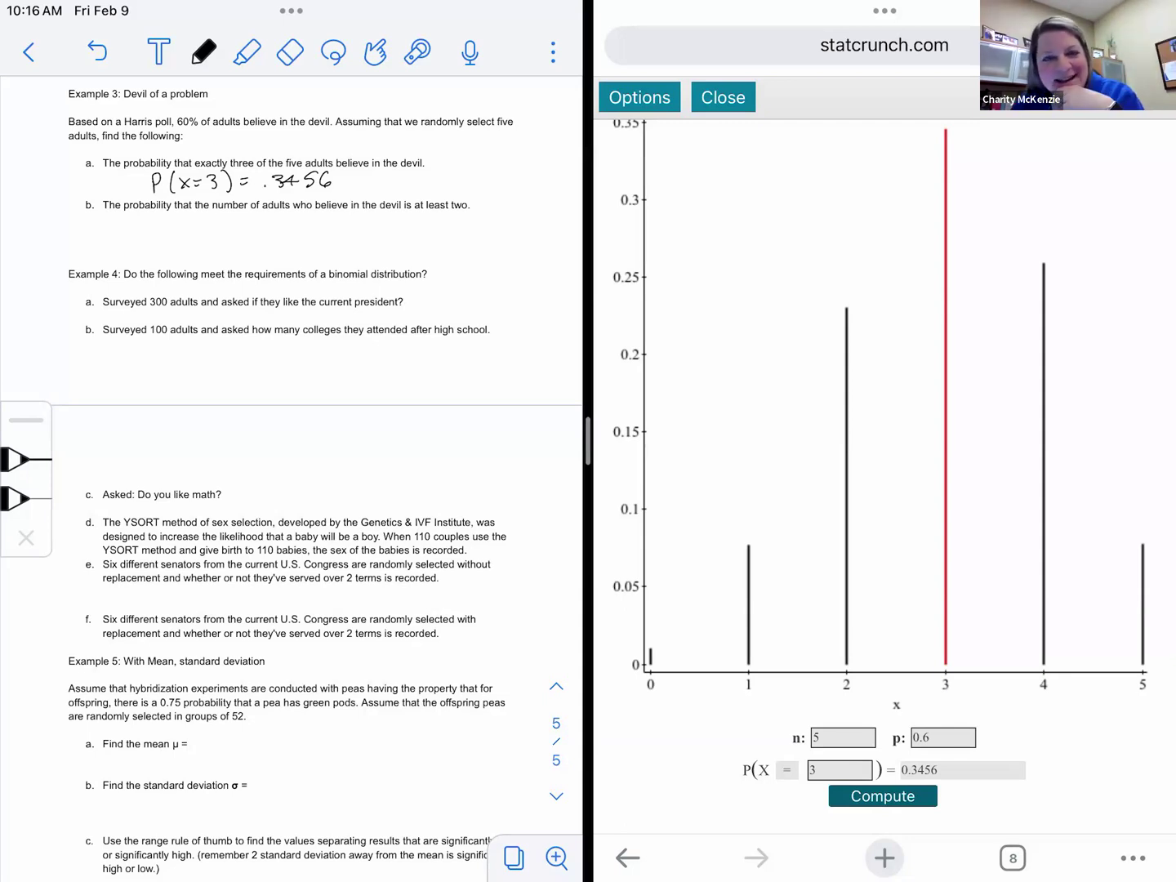I wonder where this 60% of people believing in the devil came from, but it's all right. They say it was from a Harris poll. They probably got real data from somewhere.